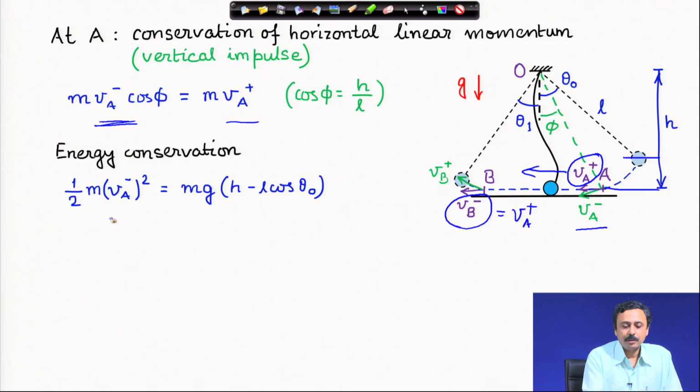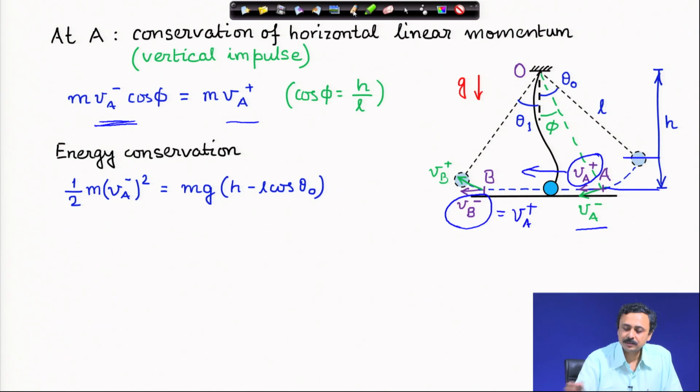The final kinetic energy, the potential, I am taking the potential datum as the ground, the horizontal. Therefore, there the potential is 0, and the kinetic energy is half mass times velocity A minus whole square. When it started off from theta naught it was released. Therefore, the initial kinetic energy is 0, it is only potential energy. How much is the potential energy? mg times h minus L cosine theta naught. This is straightforward geometry which you can calculate.